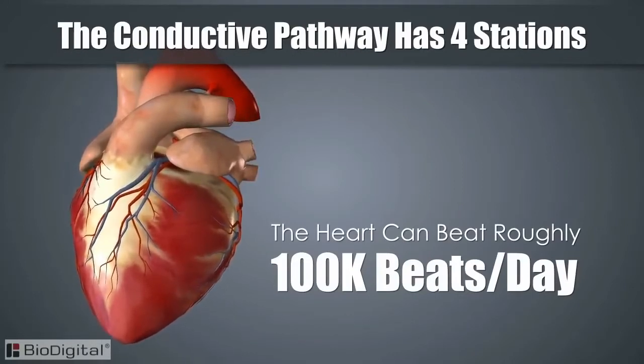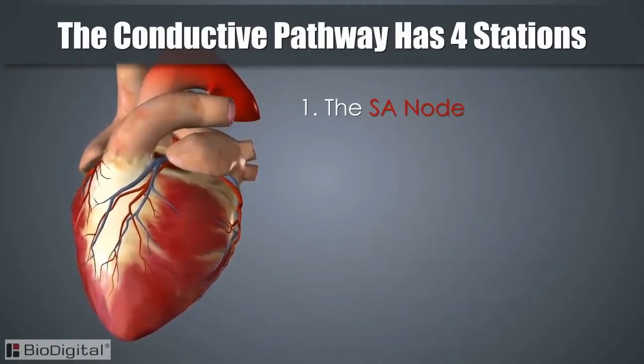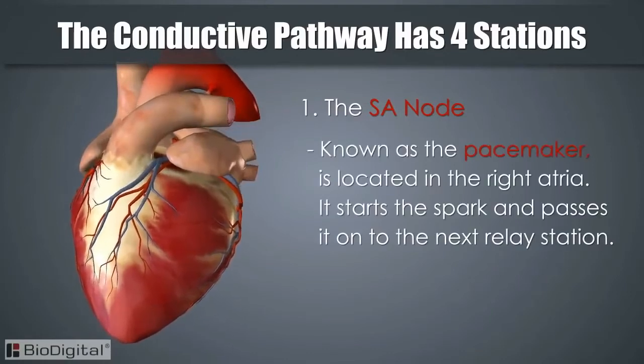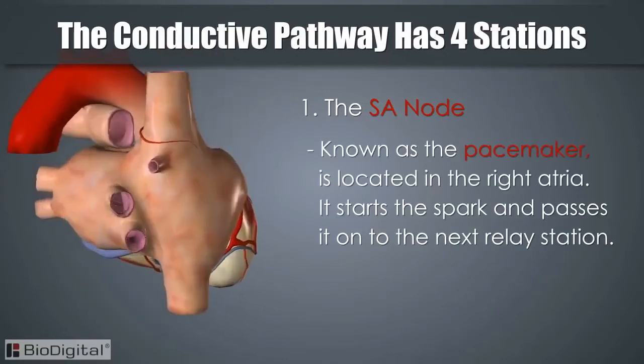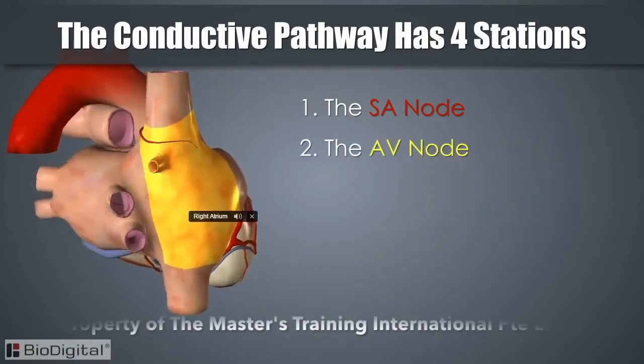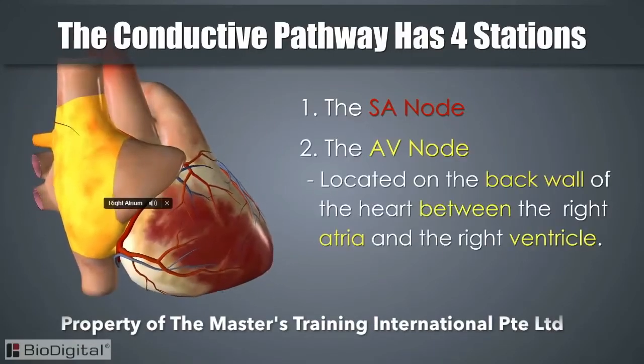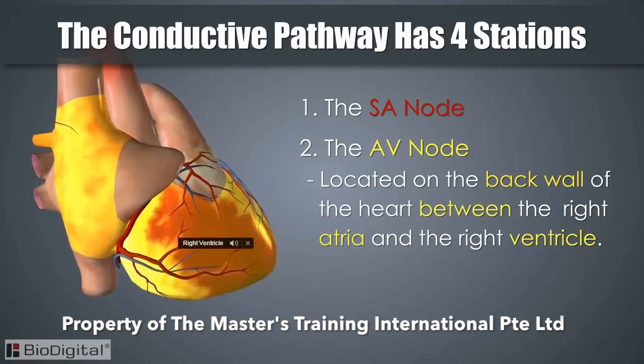The first conductive pathway is the SA node. The SA node, known as the pacemaker, is located in the right atria. It starts the spark and passes it on to the next relay station. The AV node is located on the back wall of the heart, between the right atria and the right ventricle.